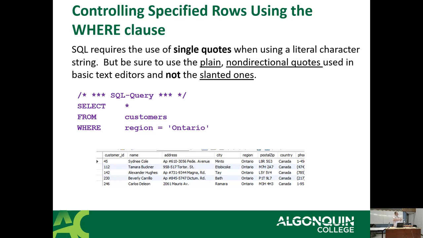Basically, what this is going to do is retrieve all the customers where the region is equal exactly to Ontario. It's a literal string. It's not doing a substring match. It's not doing a partial match. The region has to be equal exactly to Ontario.